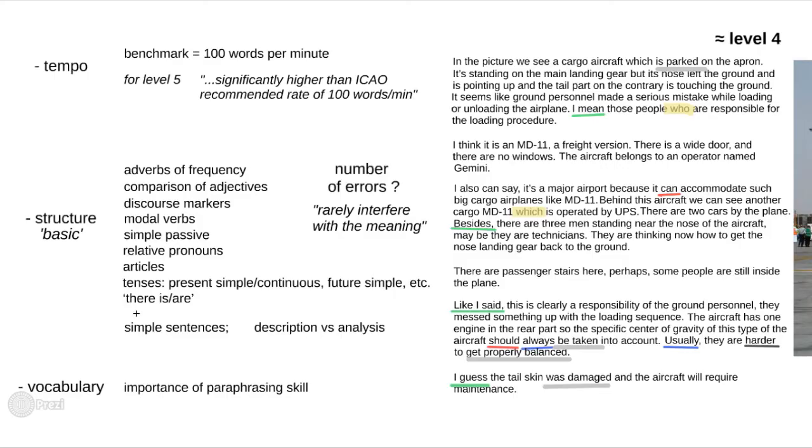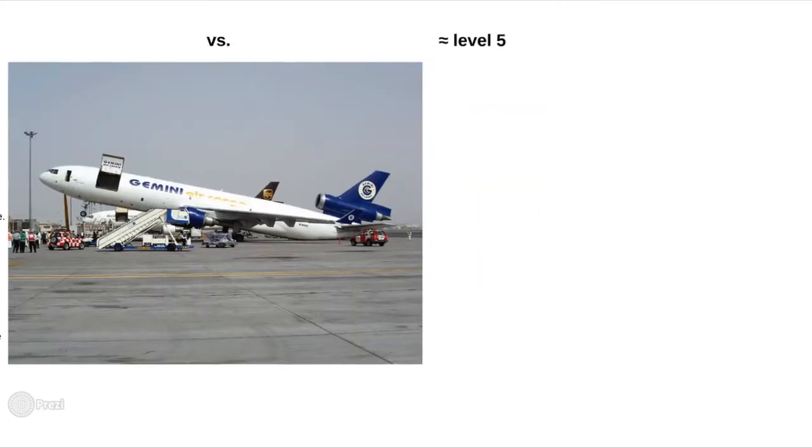Okay, we'll get back to all these aspects later on. For now, let's go to the second text and see what a provisional level 5 would sound like.